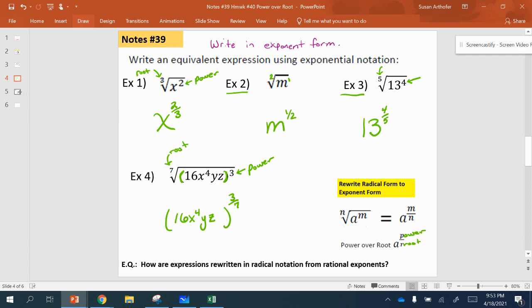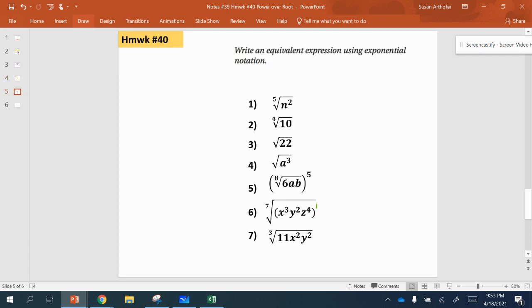Okay, on the next slide here is your homework for tonight. Make sure you're reading your directions. Write an equivalent expression using exponential notation. Write it with exponents. So be careful. I'm going to give you a hint on number 2. What is the power? That's really 4th root of 10 to the 1st power. It's a hidden 1. And then be careful. On number 3, you have the hidden 1 and the square root hidden. So on number 3, you have to fill in the 1 and the 2. All right?